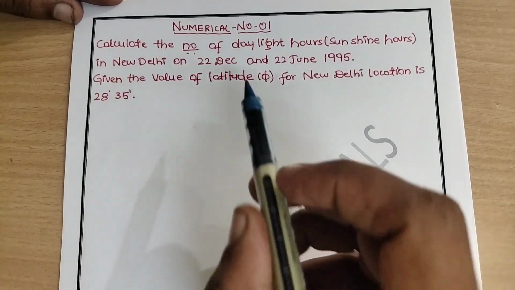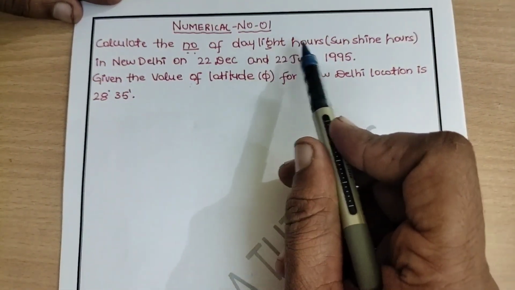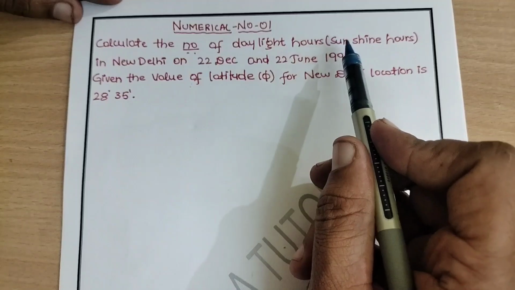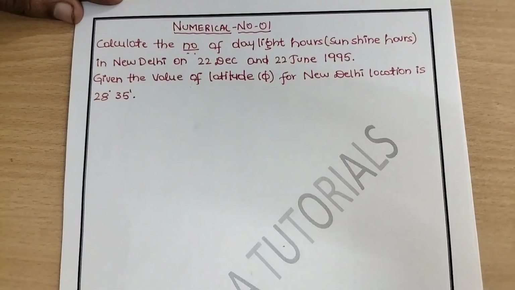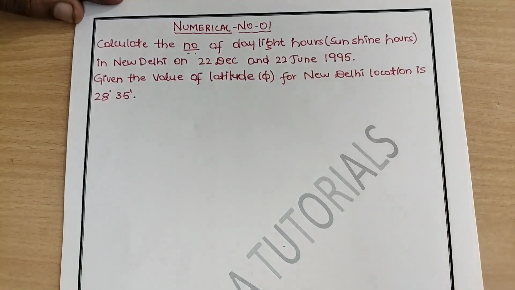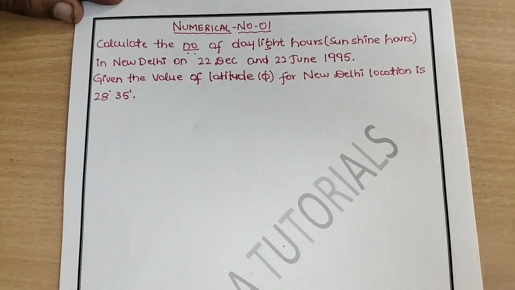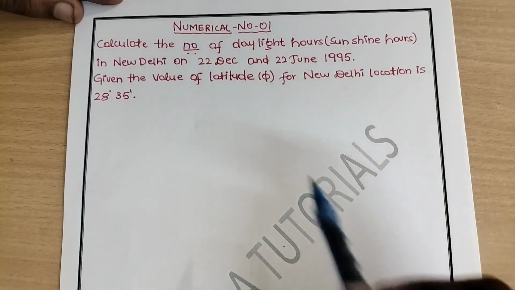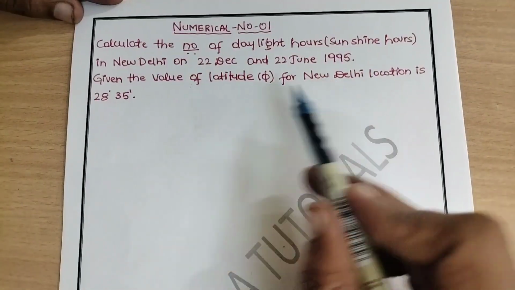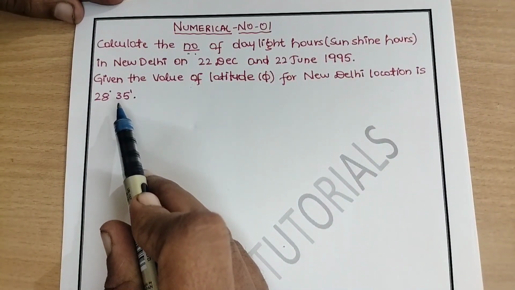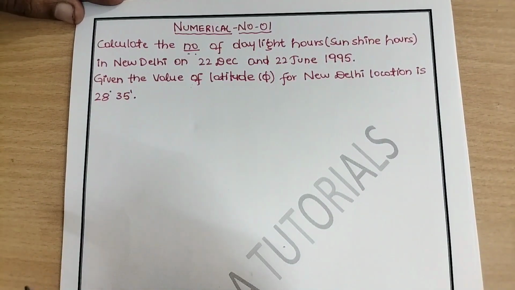We are supposed to calculate the number of daylight hours. Daylight hours, it is also called as sunshine hours in New Delhi location. My dear students, location may be different. The location may be New Delhi or Bangalore or Chennai, Hyderabad, Mumbai, Kolkata, any location for that matter. Only what changes is the value of latitude angle phi. For New Delhi, the phi is equal to 28 degrees 35 minutes. It is given in the problem.